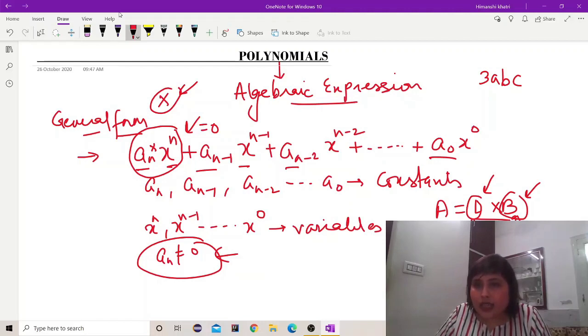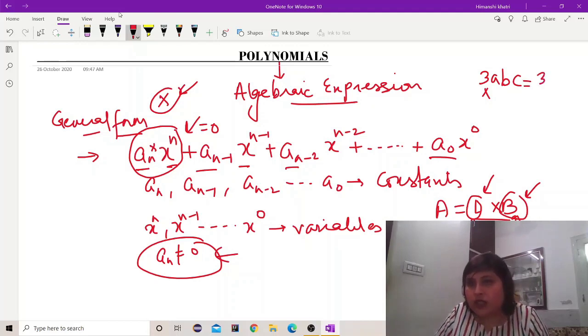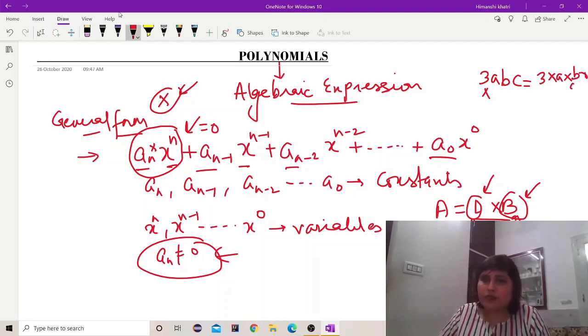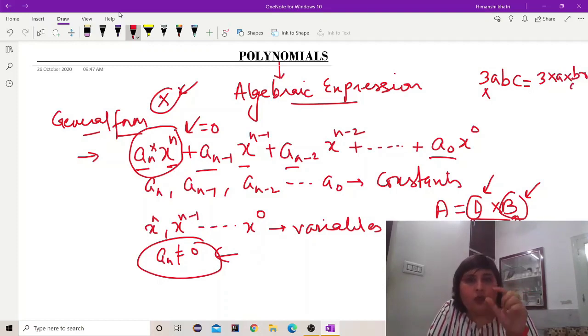Here, can we see any sign in between? No. Multiply sign is hidden in between these. If I write the expanded form of this, it becomes 3 into a into b into c. So where the signs are hidden, that means multiply sign is given there. You have to remember, in a single term, either multiply or divide sign will be given.